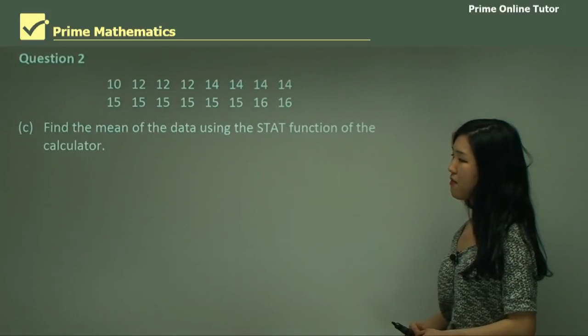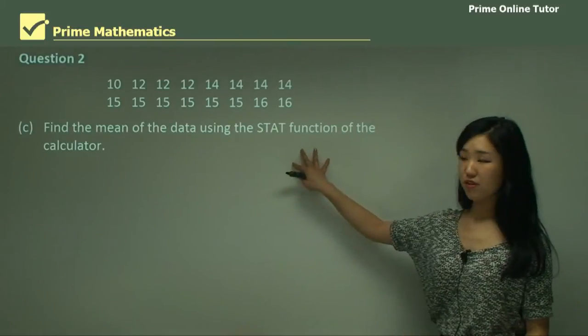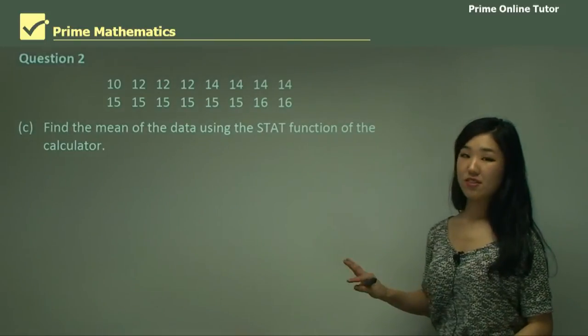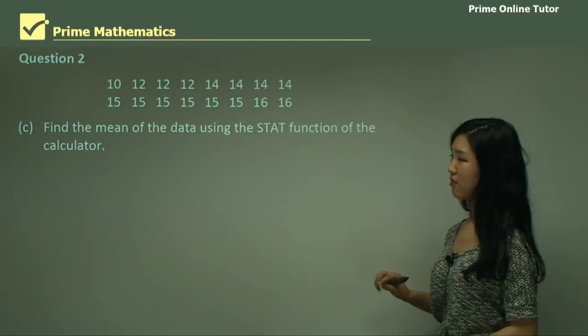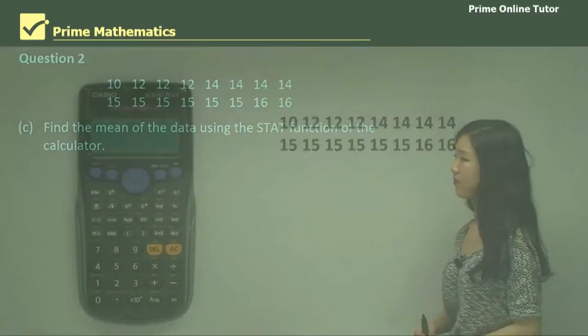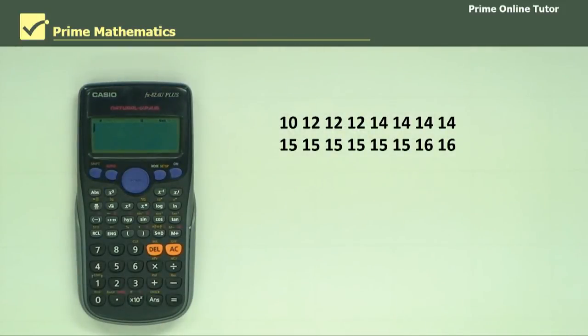Okay, so this time I'm going to find the mean of the data using the stat function again. So I'll show you again using the calculator. So let's check if we get the same answer. So again, we're going to use our function on our calculator, the stat function, to find the mean first. So again, we're going to follow the same steps.